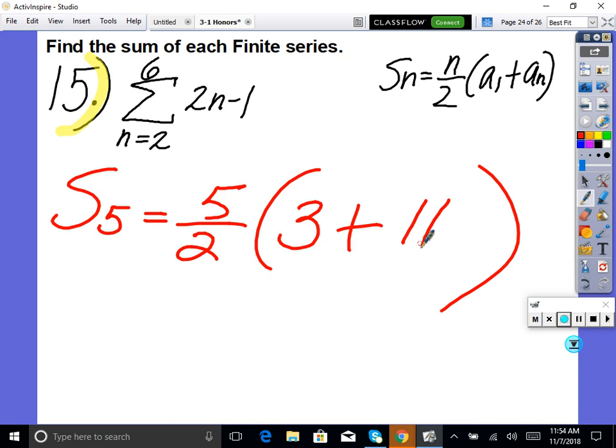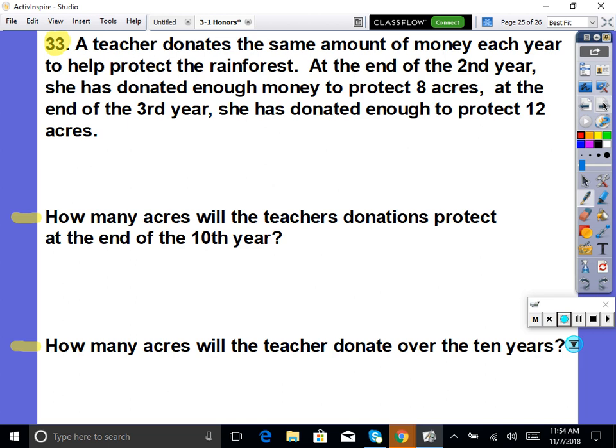So then you'll just calculate it. The sum of our 5 terms is 35. Sweet. 35. Okay, can you do those on your own? Okay, awesome. Now, I'm almost done, actually, with the lesson. Then we'll have the rest of the time in class to just work.